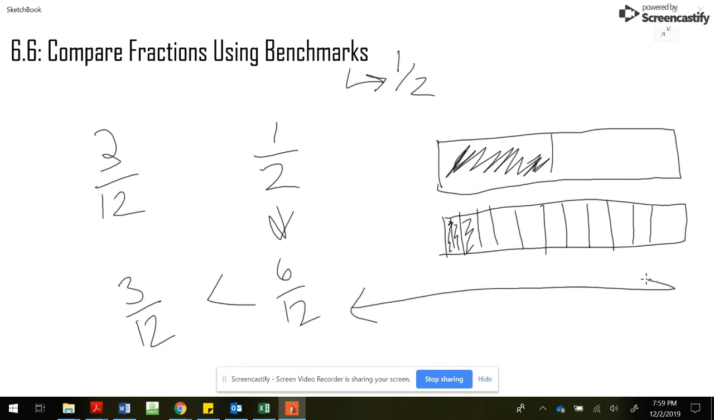The other way we could think of it is with a number line. We could say 0 is here, 1 is here. I'm going to put my 1/2 here. And then we could start sharing these. So I could say 1/12, 2/12, 3/12, 4/12, 5/12. We could go through 6/12, 7, 8, 9, 10, 11, 12/12. We could say, okay, if this is 1/2, and I know 1/12, 2/12, 3/12 is right here. Again, I can see that 3/12 is much less than 1/2. That's a pretty easy one.